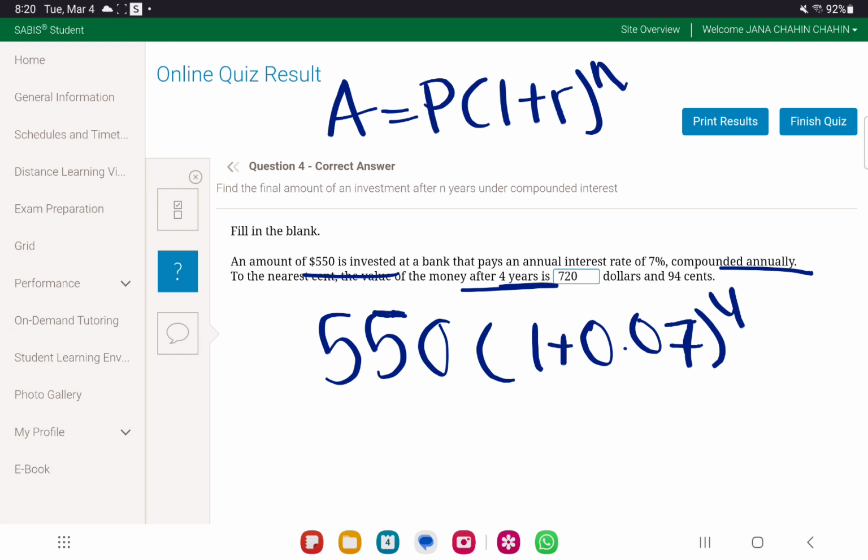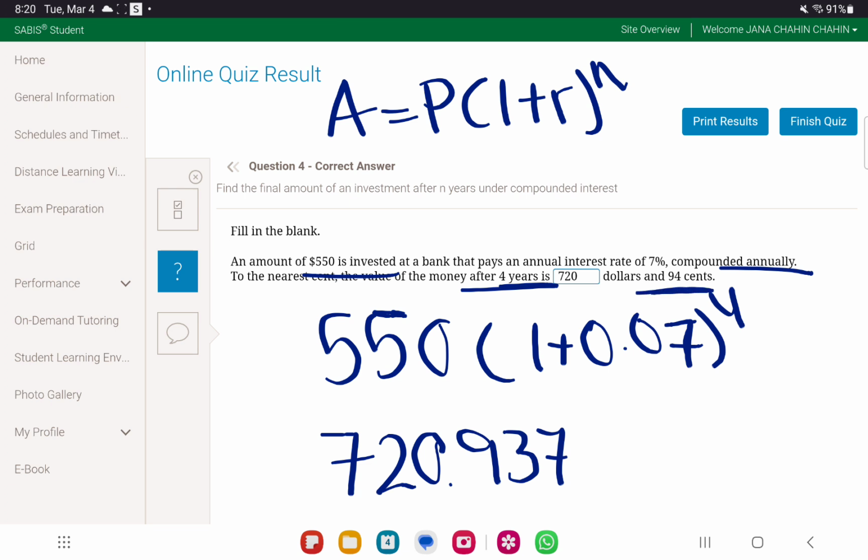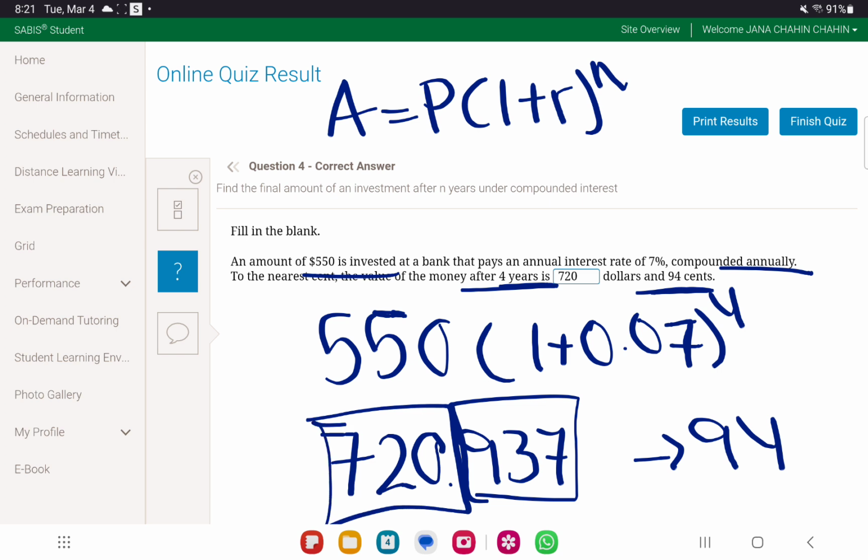Let's do it on our calculators: 550 times 1.07 to the power of 4. You get 720.937. Here this proves to you that your answer is right. They're telling you the answer ends in 94 cents, and when you round 937 up, it goes to 94. So this proves that 720 is your answer. Here we can see the right answers, but in the exam you don't know the right answer. So whenever you get the right cents, that means you can be fairly sure you got the right answer.